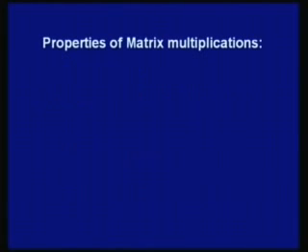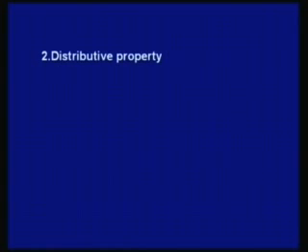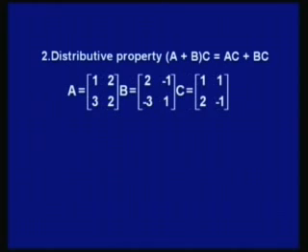The next property of matrix multiplication is the distributive property. By this I mean I have 3 matrices A, B and C. A and B are added together and then multiplied by C, which is the same as first forming the product AC and then forming the product BC and then adding together AC plus BC, and the result is the same. So we say multiplication is distributive over addition. I can illustrate this with this example.